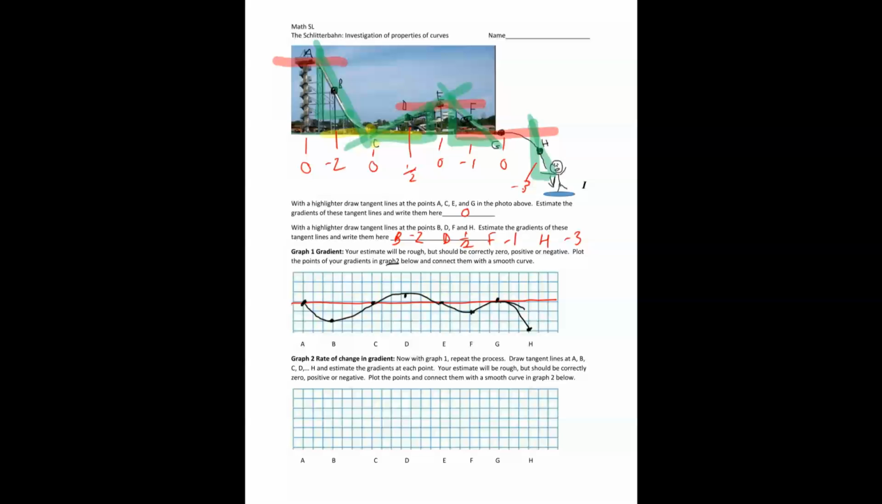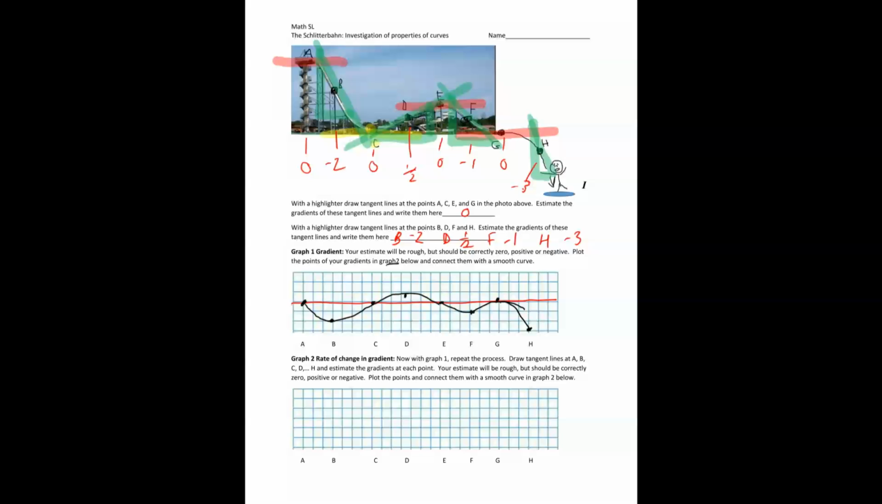Graph 2, rate of change in the gradient. Now with graph 1, repeat the process. Draw tangent lines at A, B, C, D, and H and estimate the gradients at each point. Your estimate will be rough, but should be correctly 0, positive, or negative. Plot the points and connect them with a smooth curve in graph 2 below. Okay, so now I'm going to use the highlighter.